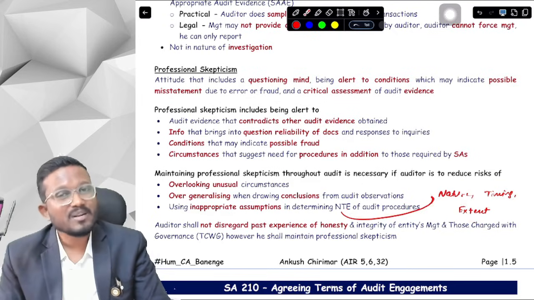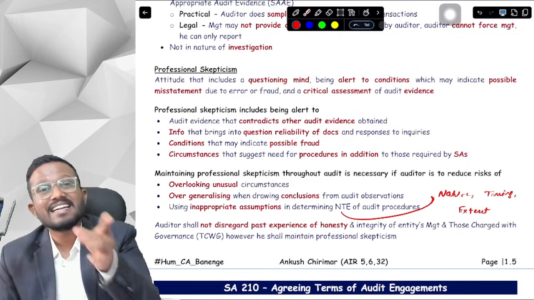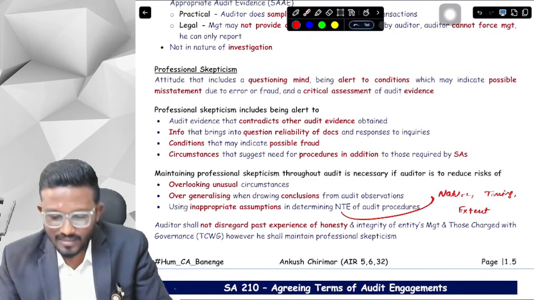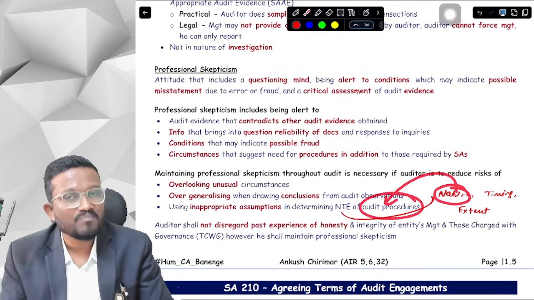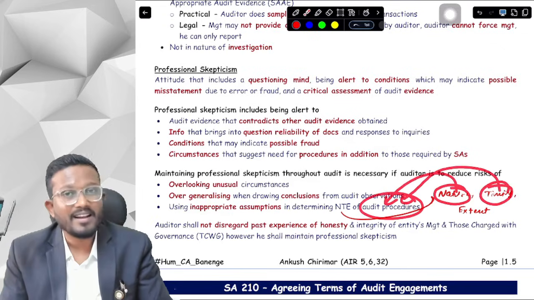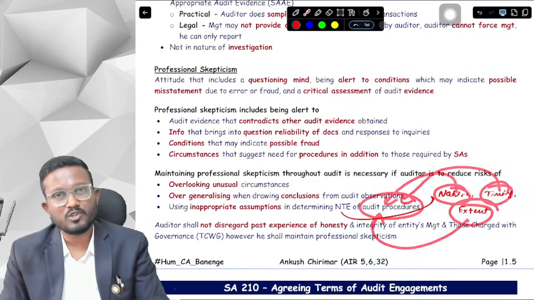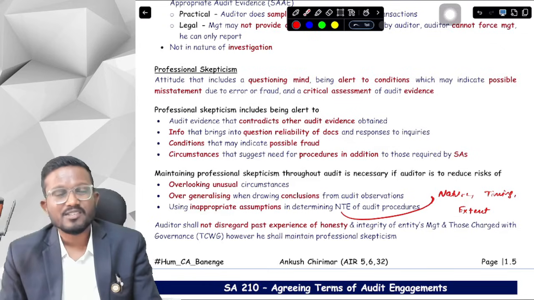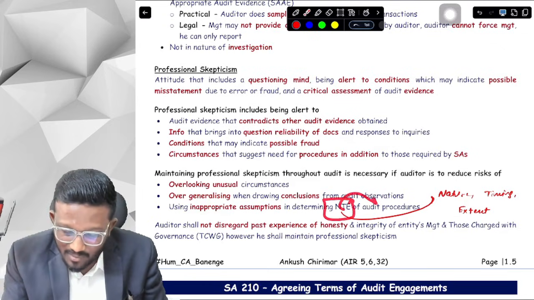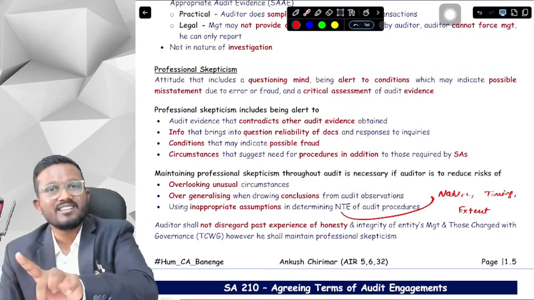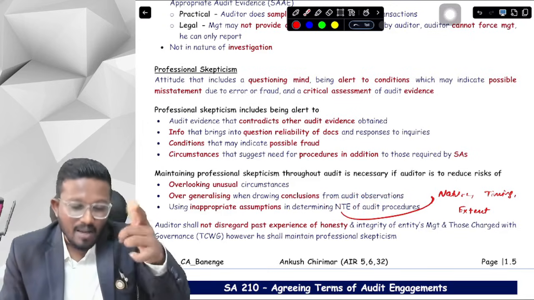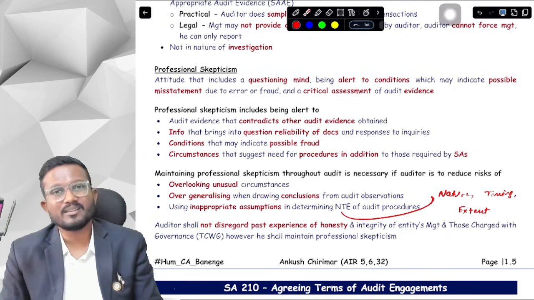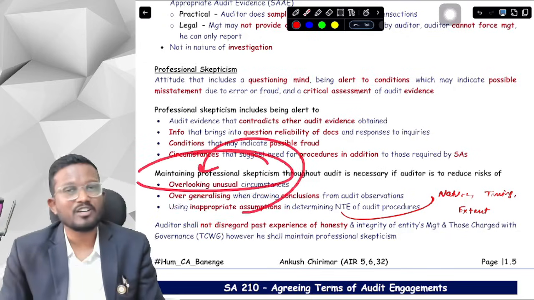We don't say misstatement, we say material misstatement. We don't say auditor, we say independent auditor. We don't say audit procedures, we say NTE of audit procedures. Now what is NTE? Nature is which audit procedures to apply. Timing is when the audit procedure should be applied. Extent is how much the audit procedure should be applied. Should we sample 10 transactions? Should we sample 100 transactions? That is the extent. So we have to decide these 3 things about the audit procedures, and when we are deciding them, there is a risk of using inappropriate assumptions. To reduce this risk, we need to maintain professional skepticism.